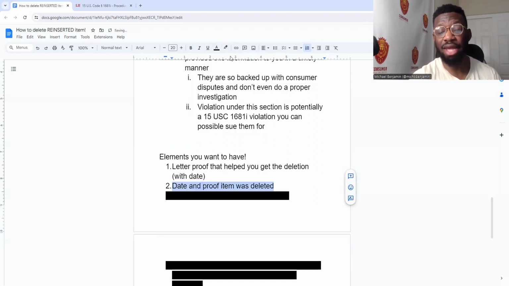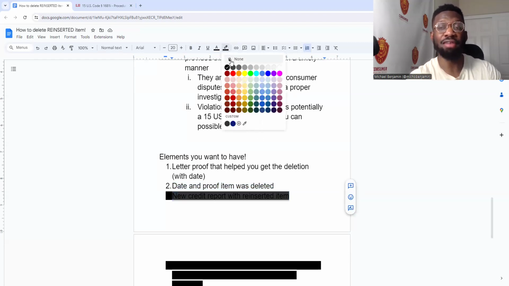You want to also have the date and proof the item was deleted from your consumer report. So showing that the item was deleted, you want that proof and you want the date for that, because these are all stuff we're going to include in our letter. You just want to customize it. I'm giving y'all the elements. I'm not going to give you a specific letter, but I'm giving y'all the elements. So just pause the video, take notes, and then make sure everything is in your letter. Y'all don't have to make this thing super deep, right? So just keep that in mind.